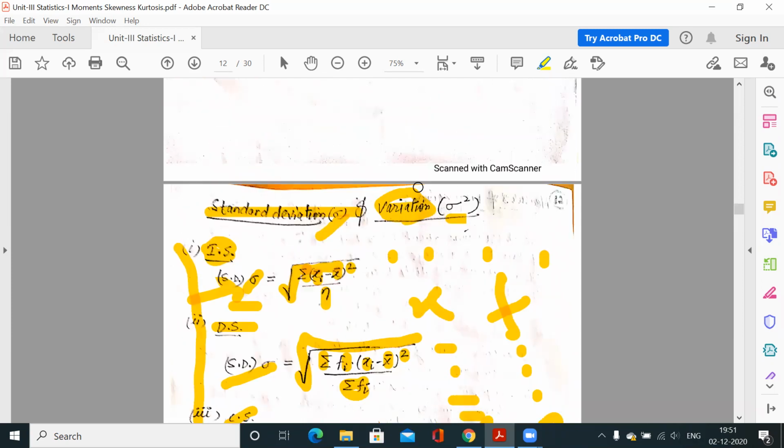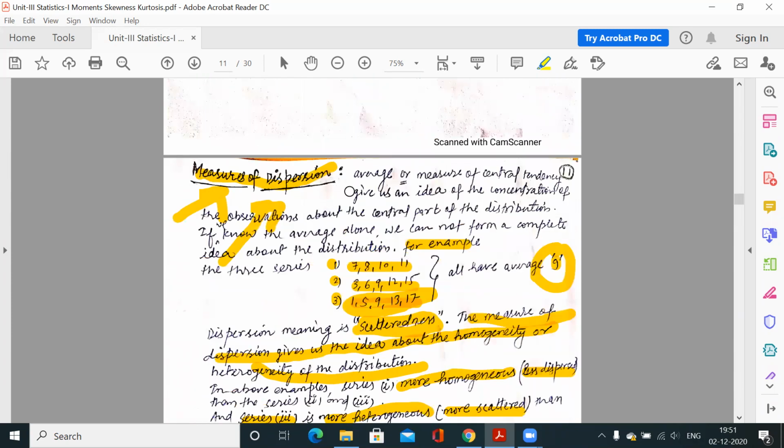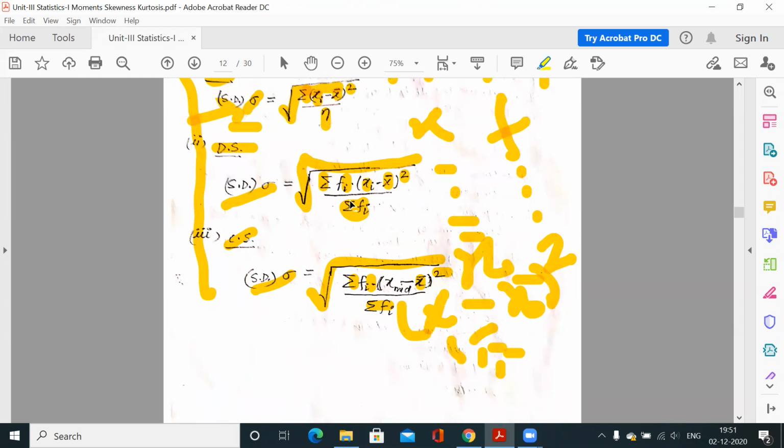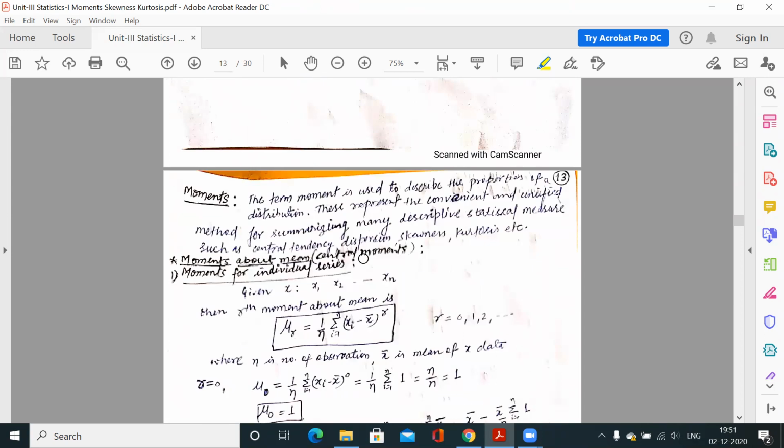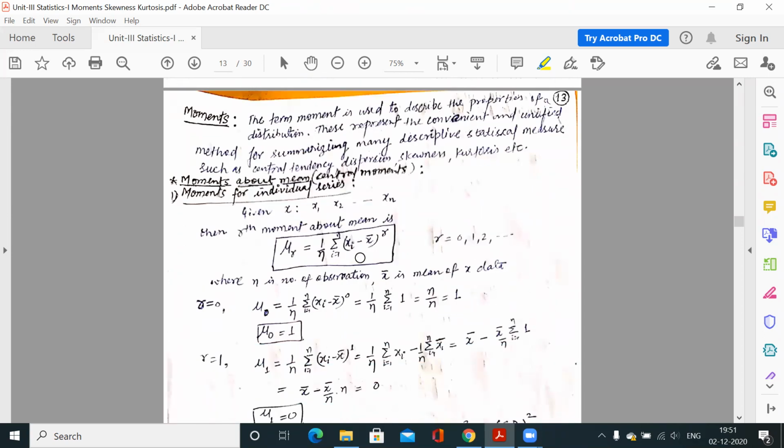So this was the measure of dispersion. Now these formulas we will use in the coming topics. So I'll discuss the next topic, moments. We have three topics: moments, skewness, and kurtosis. So first we will discuss moments.